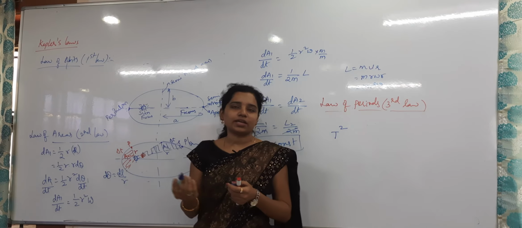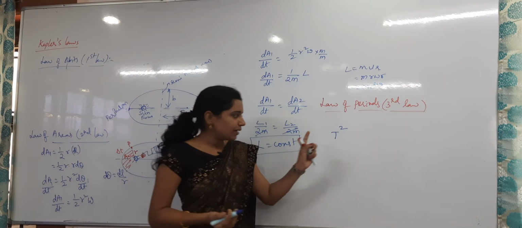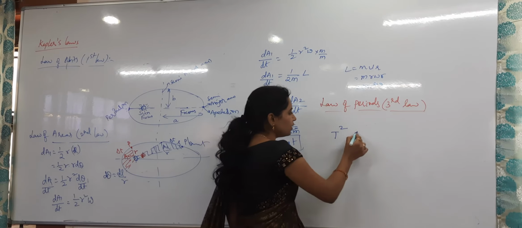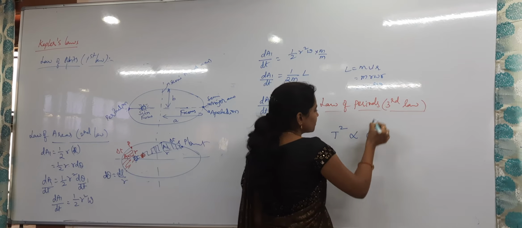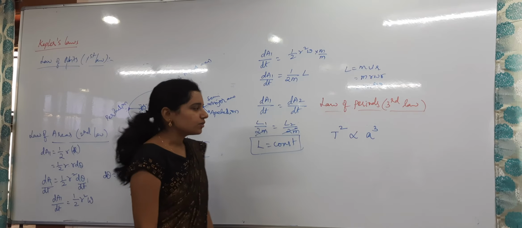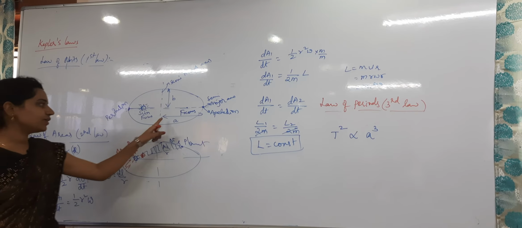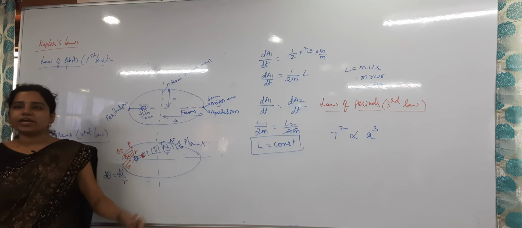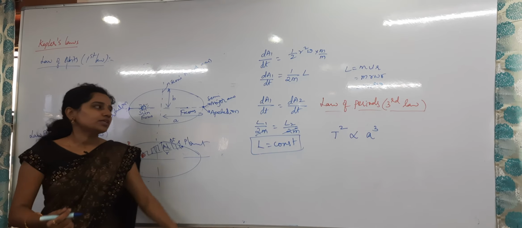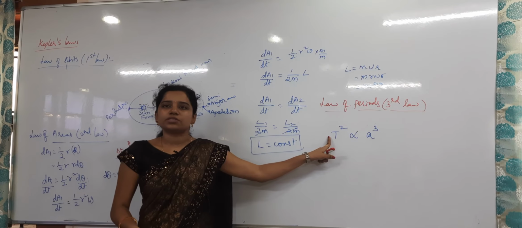T square is the time period of a planet to revolve around the sun for one round. What is the time period taken? Capital T only. So the square of the time period is directly proportional to the cube of the semi-major axis. Whatever value we have, a is there, no? If a is increasing, what happens? The square of the time period also increases only.